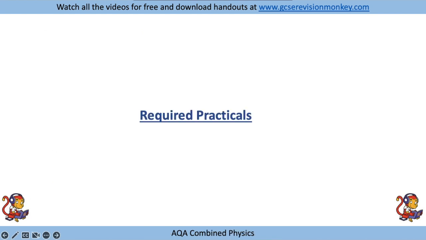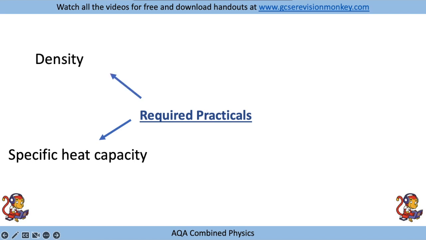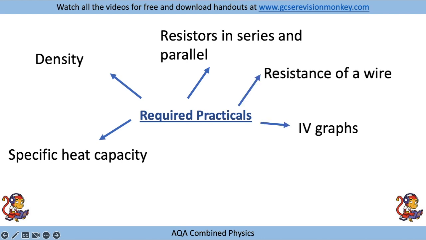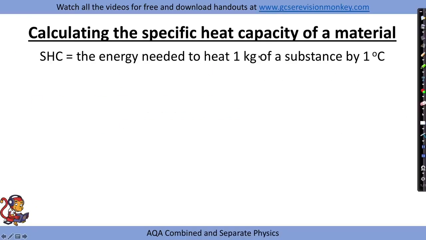The required practicals for Physics Paper 1 are specific heat capacity, density, resistors in series and parallel, resistance of a wire, and IV graphs. In this practical, you'll be calculating the specific heat capacity of a material. And the specific heat capacity is the energy needed to heat 1 kilogram of a substance by 1 degree C.